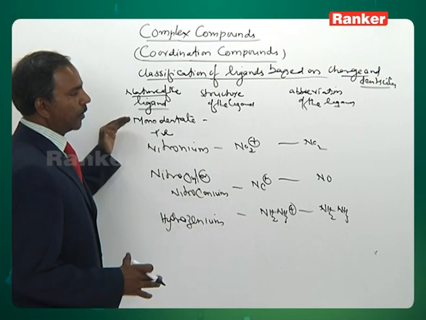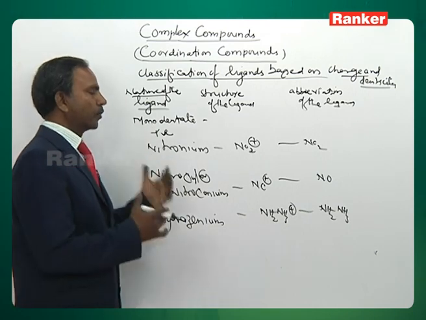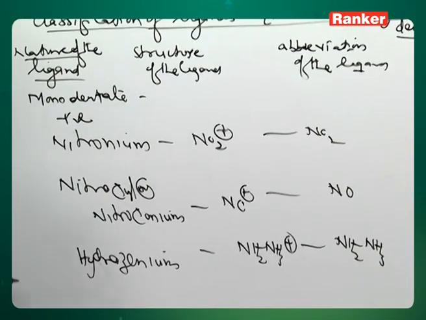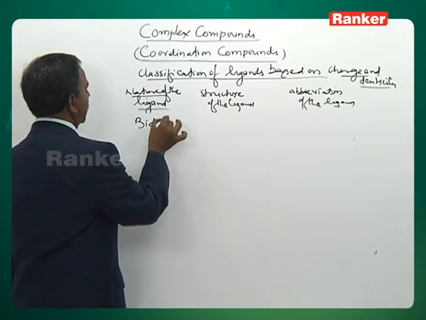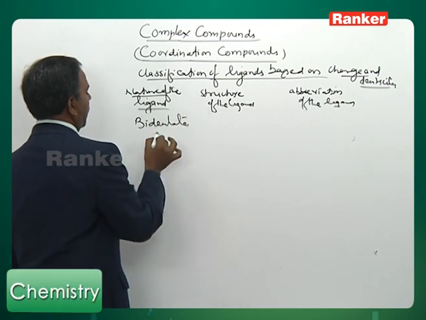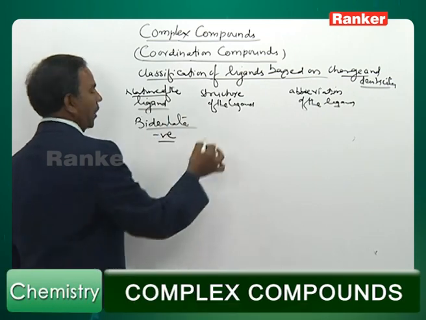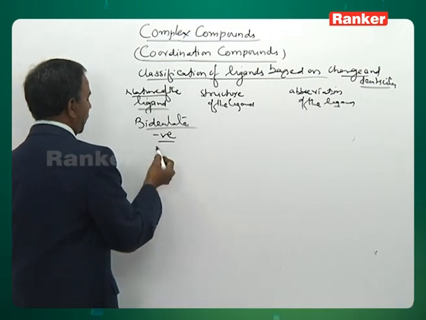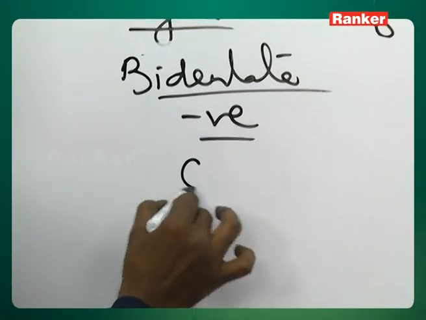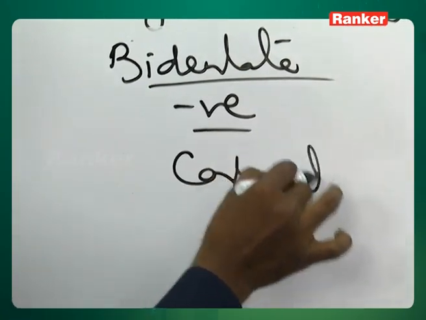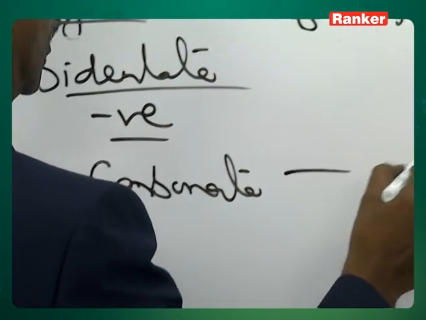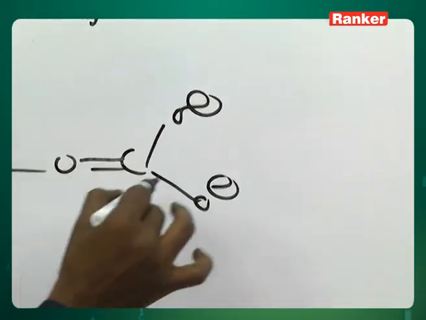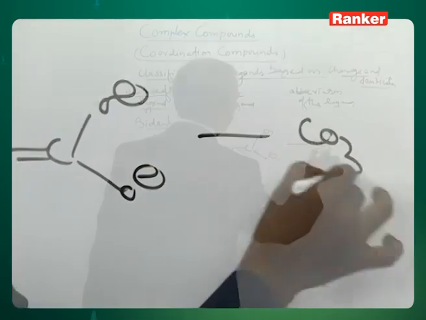Next, let us see bidentate ligands. After monodentate, let us consider some of the bidentate ligands. Bidentate negative ligands. Under bidentate negative ligands, consider the first one, carbonato. This is the structure we are writing, the carbonato ligand. It is represented simply as CO3.